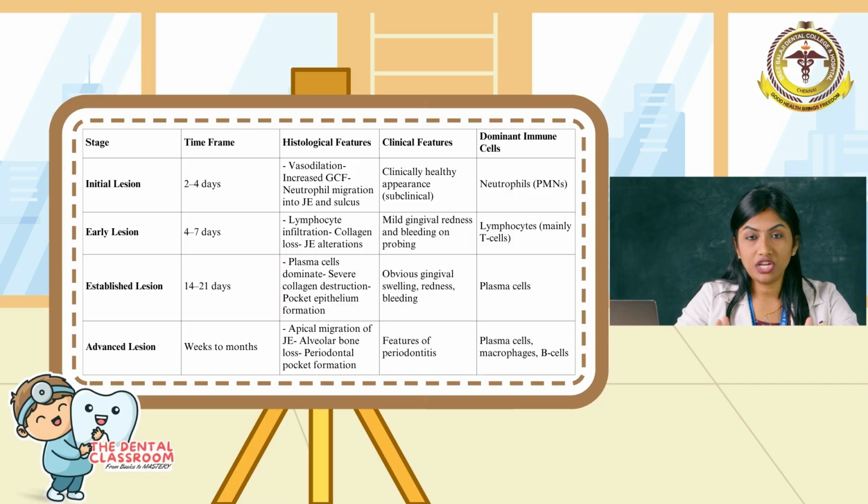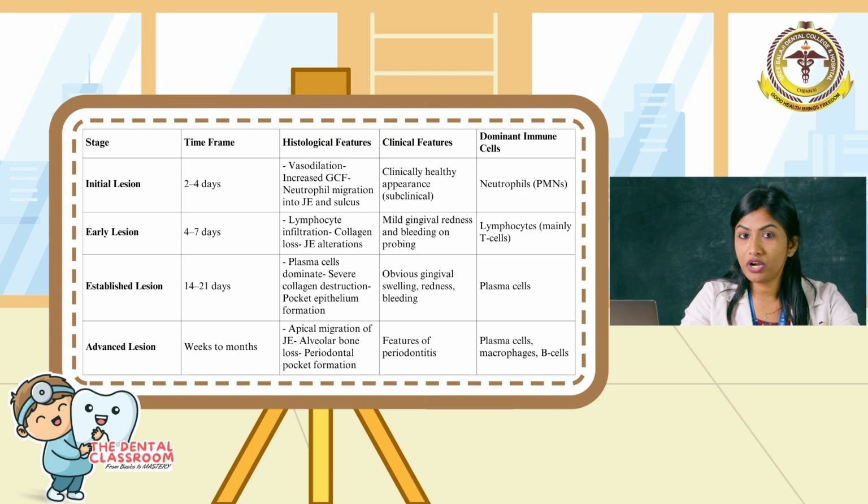So this is the initial form of lesion or mild gingivitis. Here the main cell which is going to play a role is the neutrophil. And the next stage is the early lesion. This is going to happen 4 to 7 days from the plaque accumulation, after the initial lesion. Here the main histological responses are neutrophilic response, lymphocyte infiltration, and also there is alteration in collagen formation.